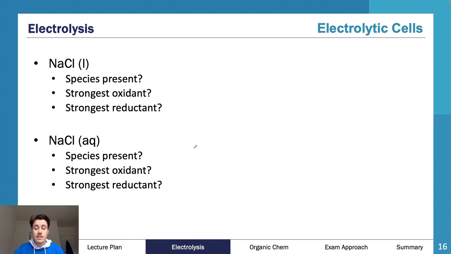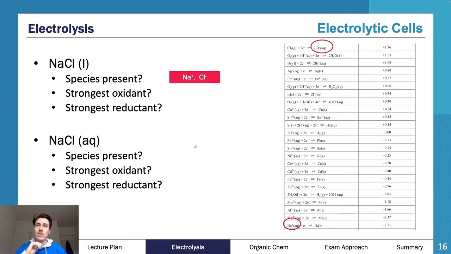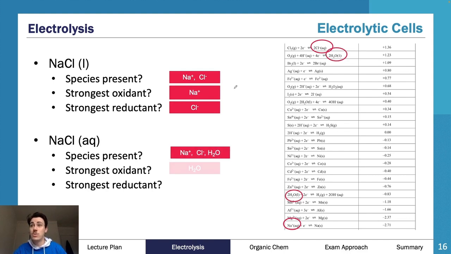Why? Because of this scenario here. If I talk about NaCl where I've heated it up and I've made it molten, it's now a liquid. When I talk about this, it's really important to understand that I no longer have water involved. I've removed water from my scenario. So my strongest oxidant has to be Na+, my strongest reductant has to be Cl-. But if I have aqueous and I have water involved, I now have these two features. And really important, if I try and do electrolysis to this, it's going to do nothing. It's going to do nada. It'll do absolutely nothing.